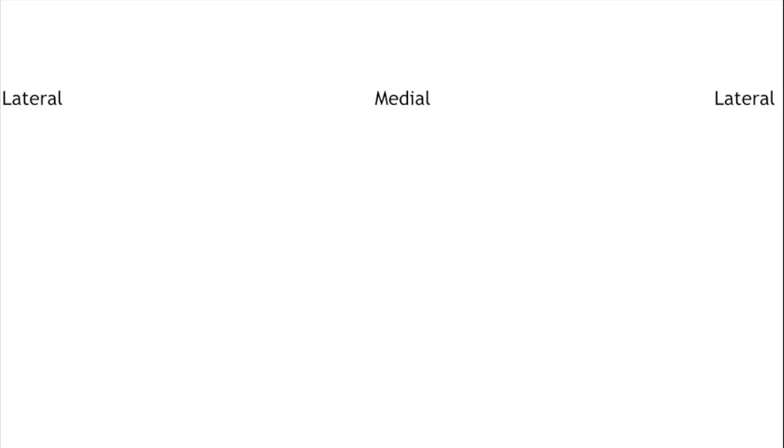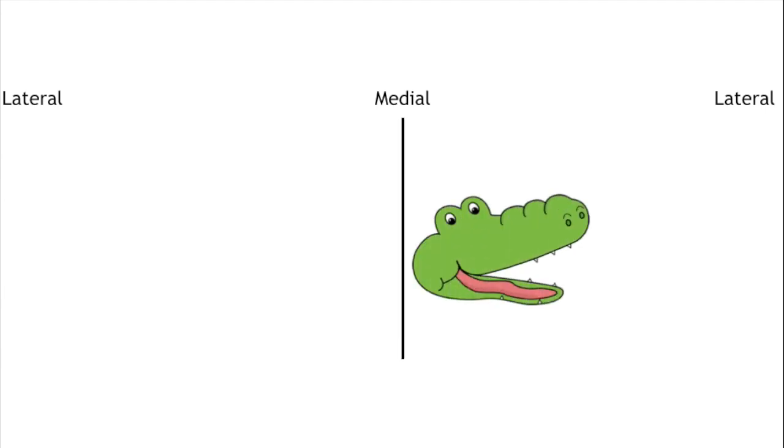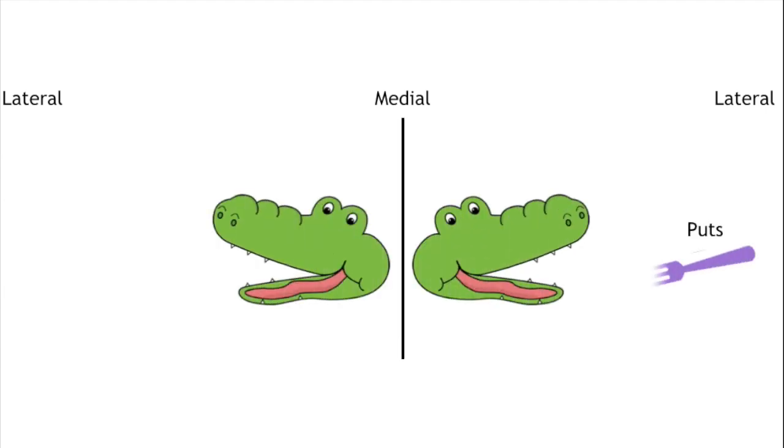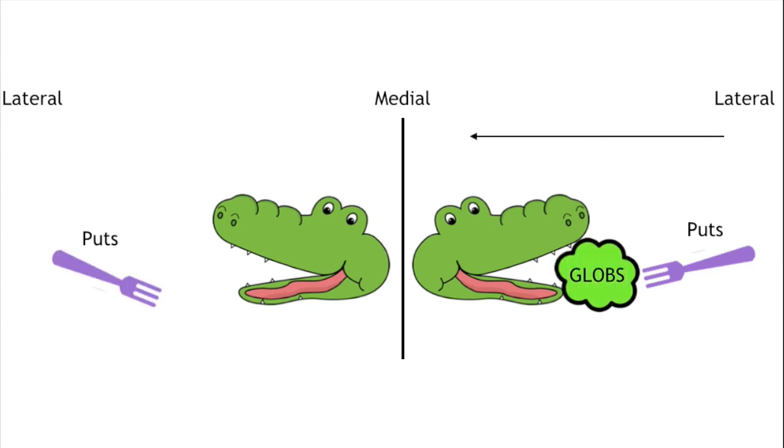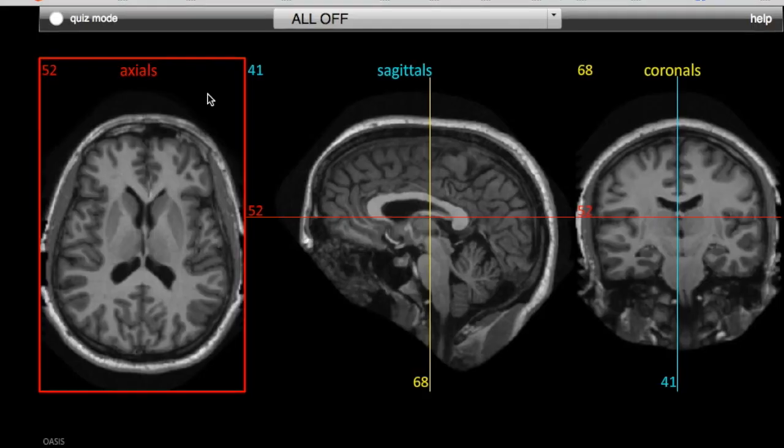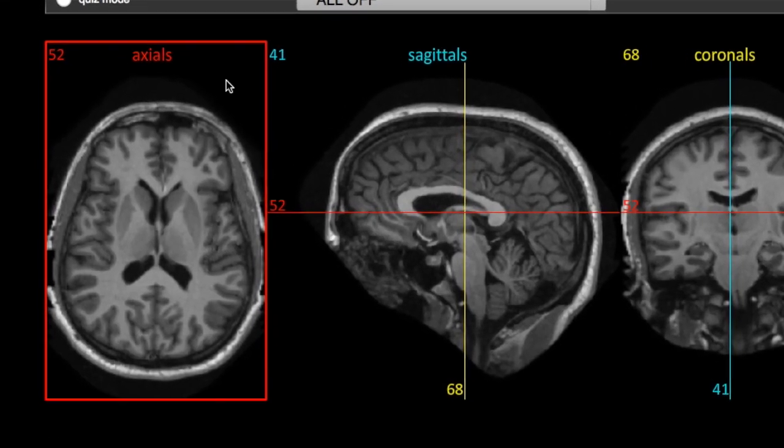To keep those in order, I have this trick. You can think of the internal capsule as being shaped like an alligator mouth, and moving from lateral to medial, he puts globs into his mouth. So globus pallidus is medial to the putamen going into the mouth. And that's it for our midline structures.